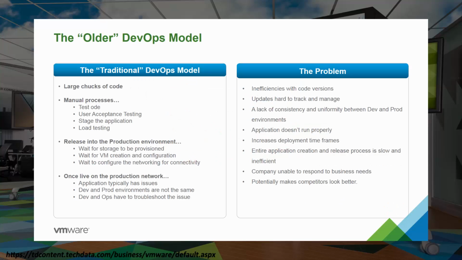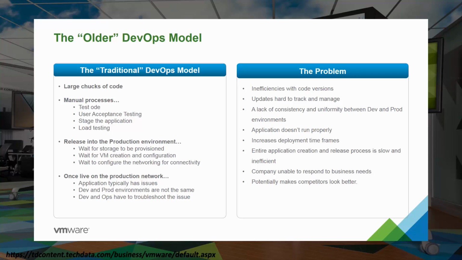With the older, or traditional DevOps model, developers typically created large chunks of code for new applications that took quite a while to create. They then had to perform manual processes such as testing the code themselves. Then there was a phase of the application lifecycle that is user acceptance testing, basically where you have a subset of users that are going to test out the application.